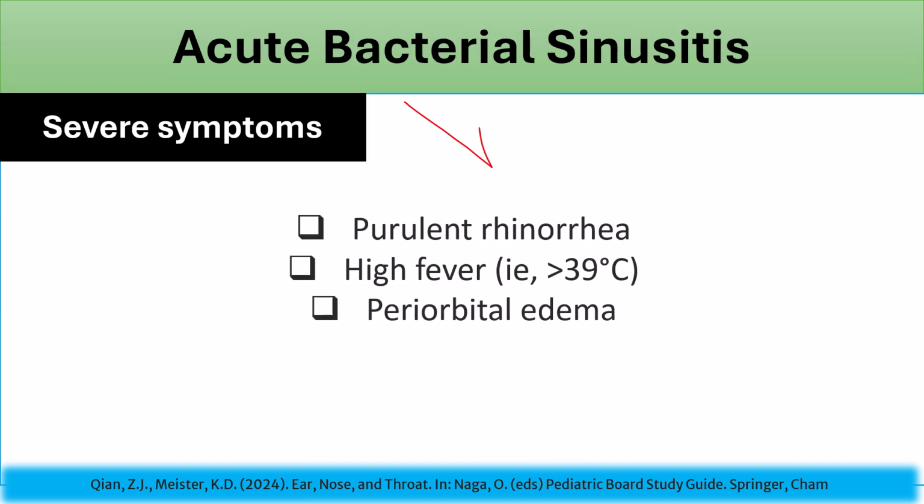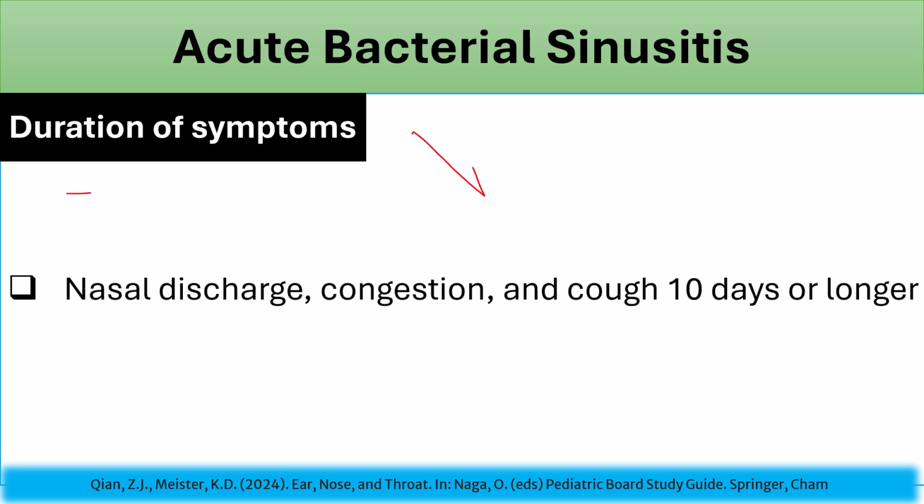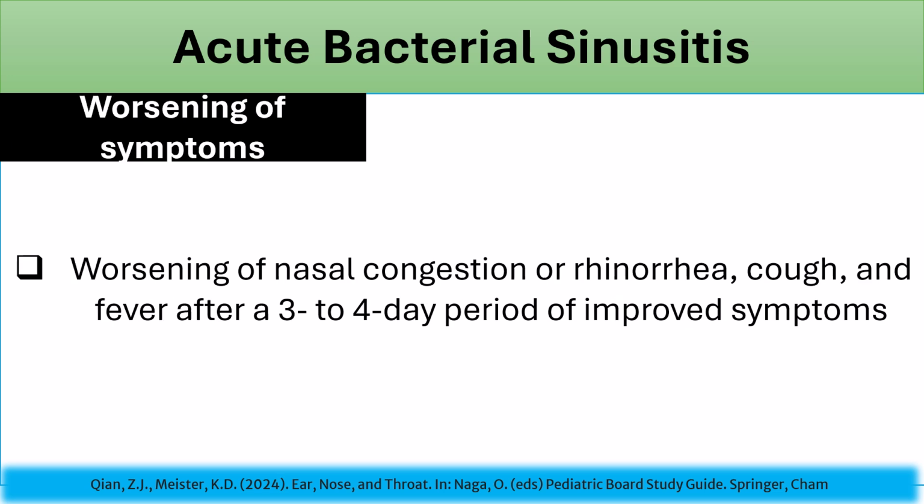Acute bacterial sinusitis with severe symptoms, for example, purulent rhinorrhea, high fever more than 39 Celsius, periorbital edema. So the diagnosis here is based on severity of symptoms. The diagnosis here is based on duration of symptoms. For example, nasal discharge, congestion and cough 10 days or longer. The diagnosis of acute bacterial sinusitis here is based on worsening of symptoms, worsening of nasal congestion or rhinorrhea, cough and fever after a 3 to 4 day period of improved symptoms.